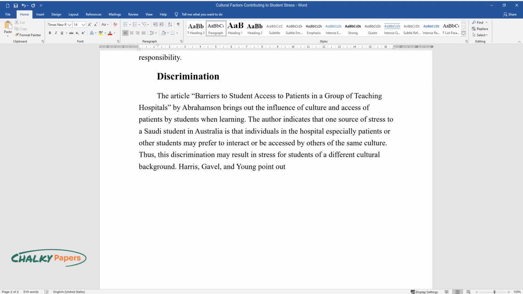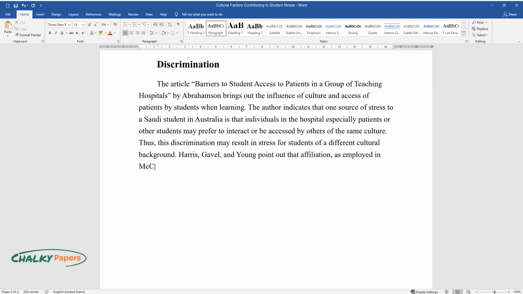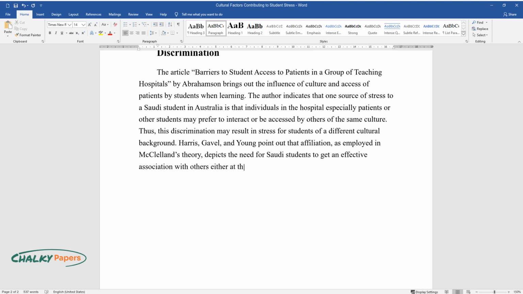Thus, this discrimination may result in stress for students of a different cultural background. Harris, Gavel, and Young point out that affiliation, as employed in McClelland's theory, depicts the need for Saudi students to get an effective association with others either at the community or college level or in teaching hospitals.